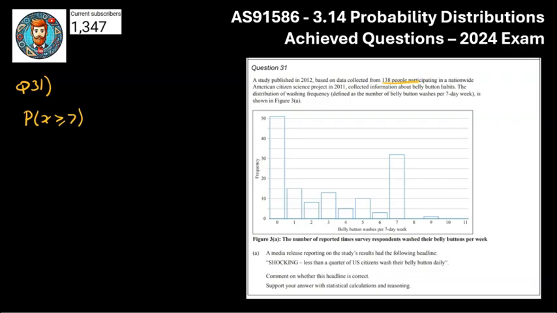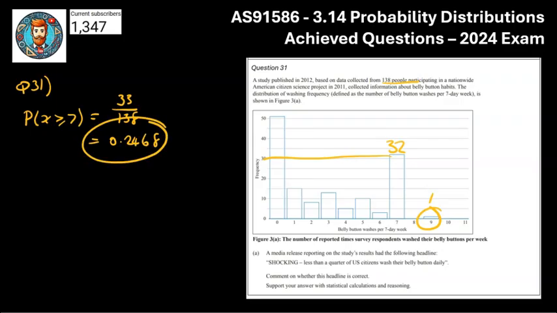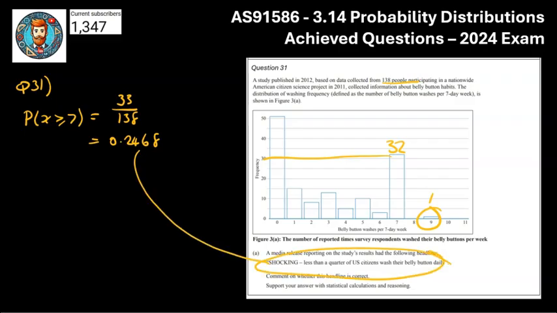So in terms of the graph, it looks like this group here are the people washing their belly button daily. On the graph it looks like there is 32, so I went across there and estimated. I am estimating, so there might be a little plus or minus issue there. It looks like there's one person there who washes it a few times a day, so it looks like 33 people here are washing their belly button daily. So that is just a regular year 9 type probability, 33 over 138, and I put that into my calculator and I got 0.2468.